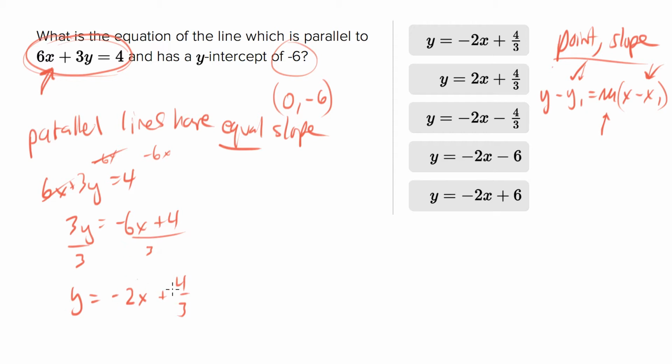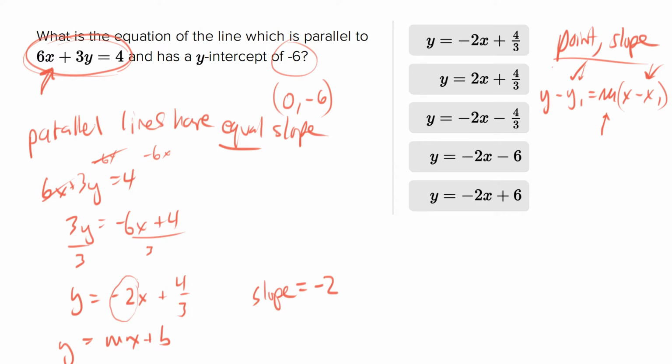When you have a line in slope-intercept form, y equals mx plus b, you can read the slope off as the coefficient on that x term. So the slope of the target line is 2. Oh, sorry, -2.